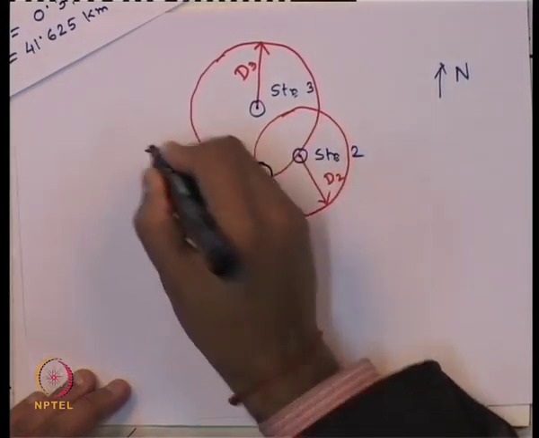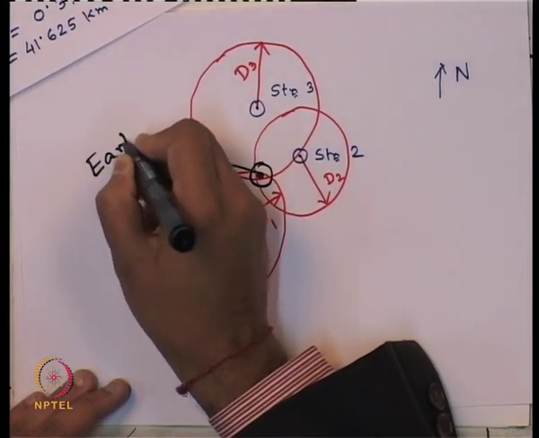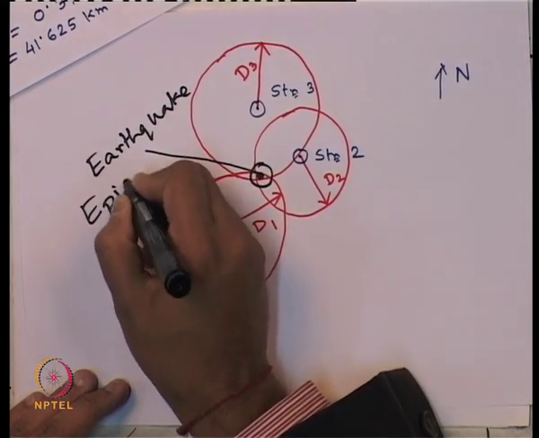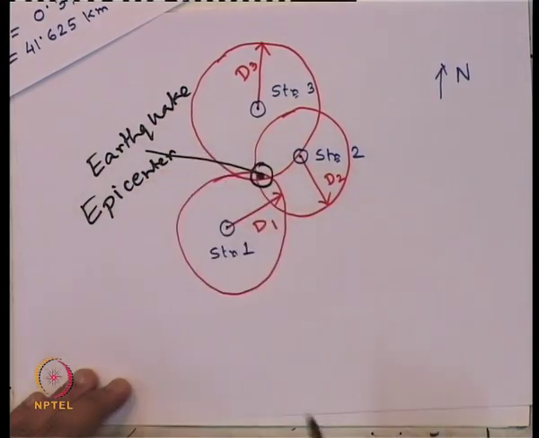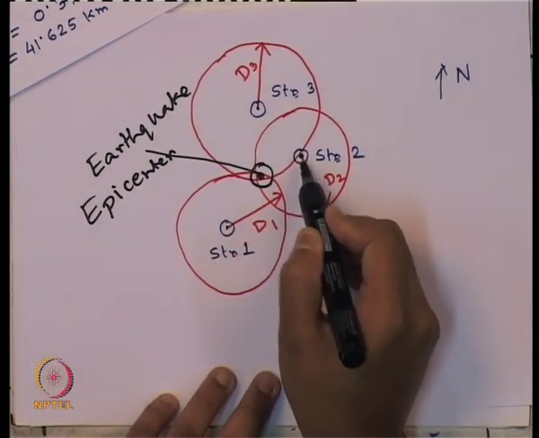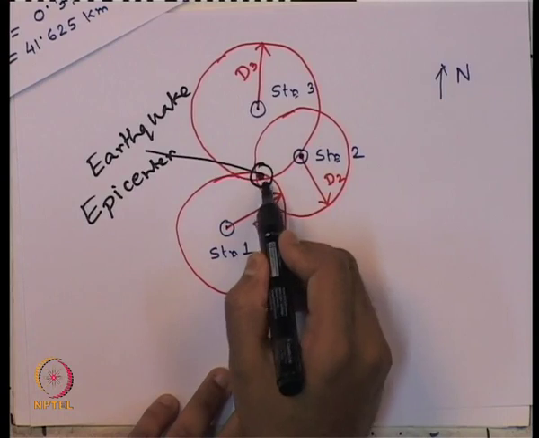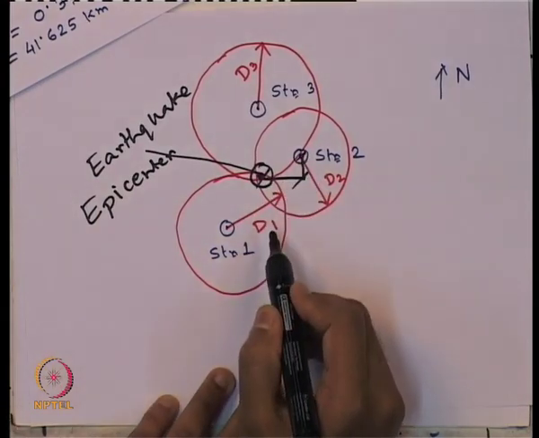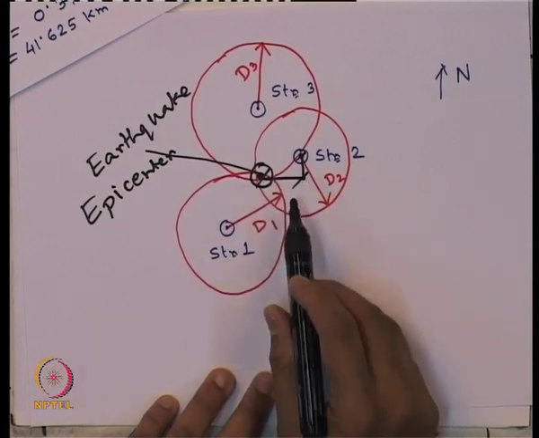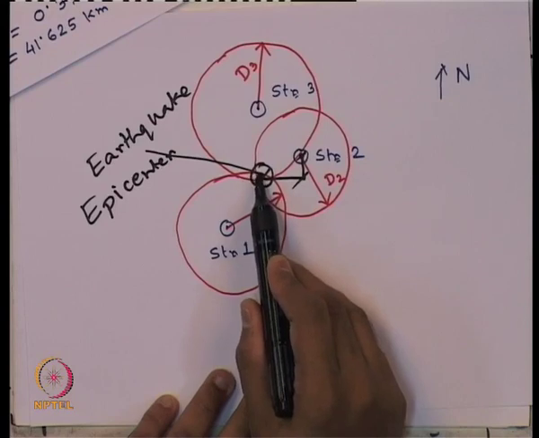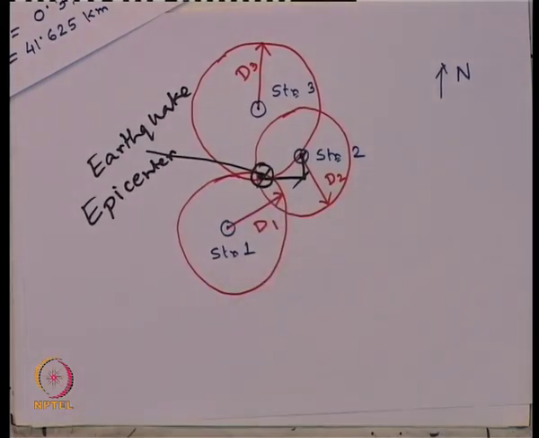So this is our earthquake epicenter. Now, how to locate its latitude and longitude? Station 2 is our reference point. Corresponding to that, you find out the distance in this direction and this direction. That corresponds to how many degrees and minutes, which will give you the latitude and longitude position of the earthquake epicenter. So that is the answer to this problem, how one can find it out.